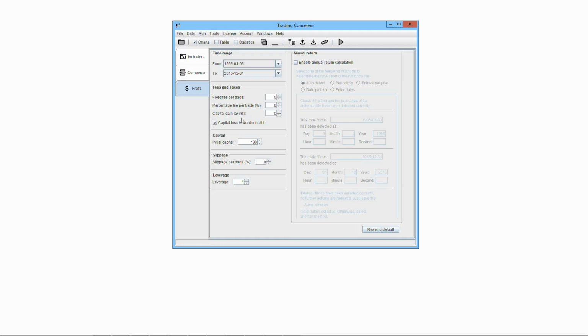The capital gain tax is the tax to be paid on the capital gain as a percentage. Capital losses can be used to offset capital gains on tax return. If you check the capital loss is tax deductible checkbox, if you have already incurred in a loss, then you can use that loss to offset the capital gain used to calculate the capital gain tax in the subsequent winning trades. The initial capital is the initial capital or balance in any currency you are using.